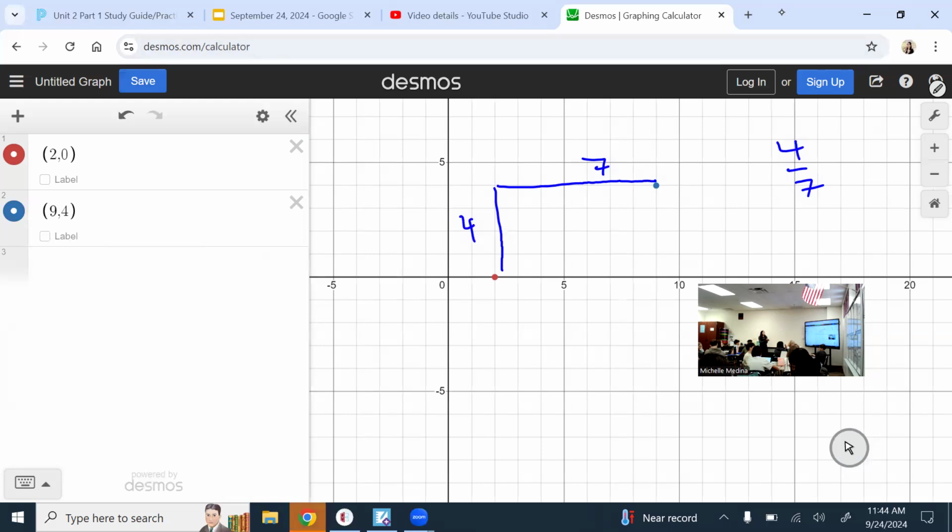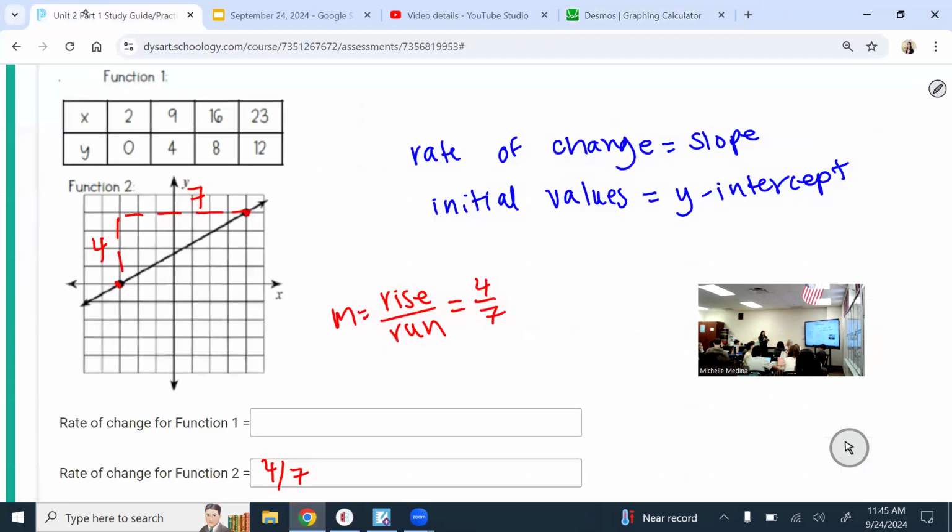Okay, so when you are filling it out, they're both 4/7, and the last one says, are they greater than, less than, or equal to each other? They are equal to each other on the study guide, so put an equal sign.